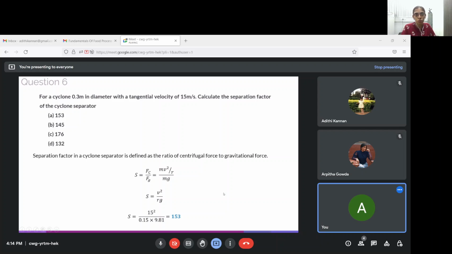So for a smaller cyclone separator, your S values can even go up to 2500. So the larger the S value, the better the separation, the better the efficiency of the separation process. So the answer to this question is option A. Any doubt of what a separation factor is and how it can be related to your efficiency of separation?